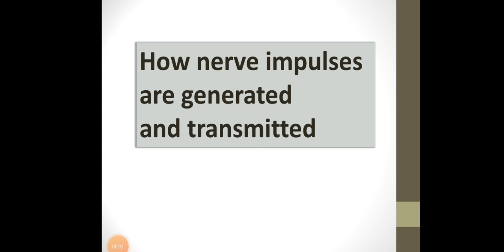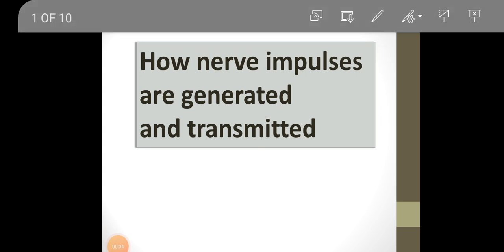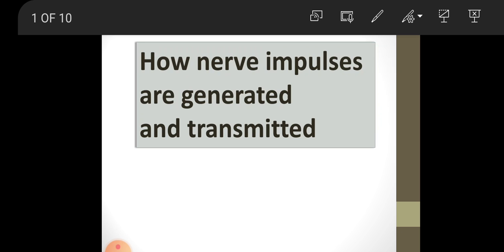Today we are going to discuss how nerve impulses are generated and transmitted. When we talk about the nervous system in terms of the human nervous system, you can see two types of systems: central and peripheral nervous systems. We want to discuss these two separately. The central nervous system and its function.